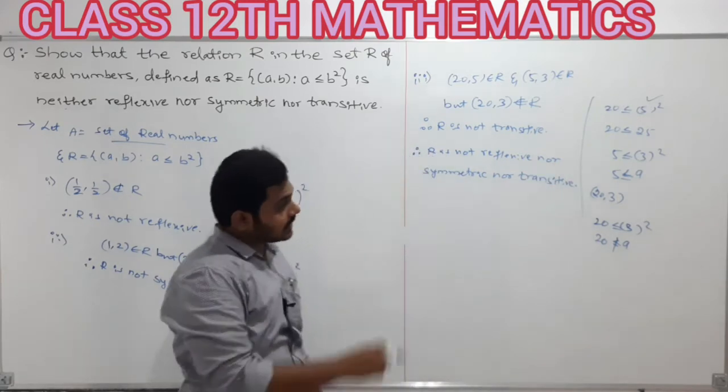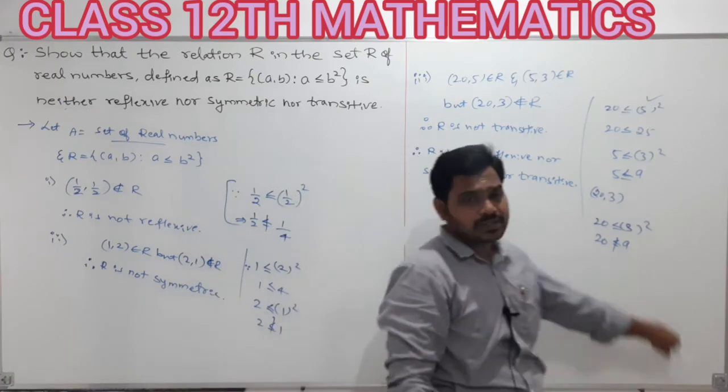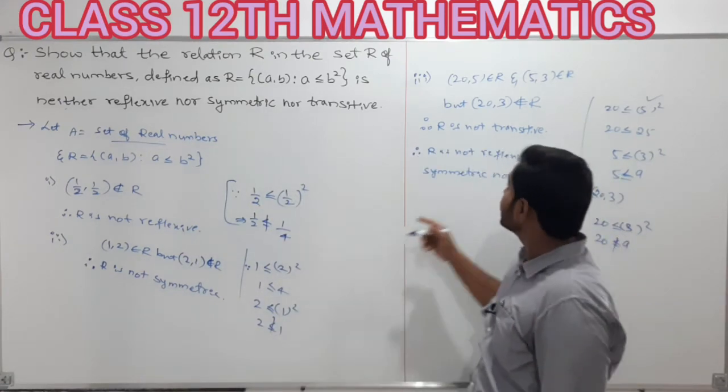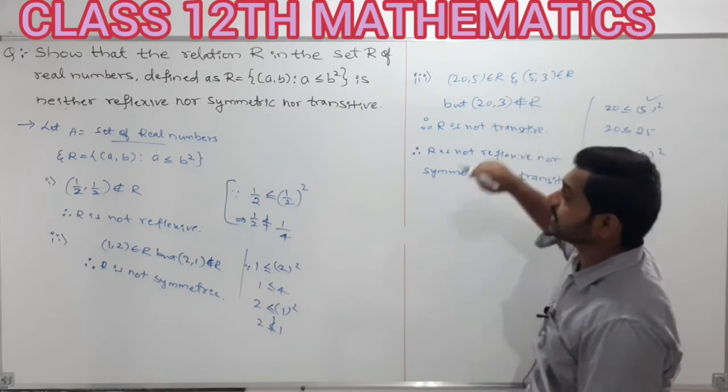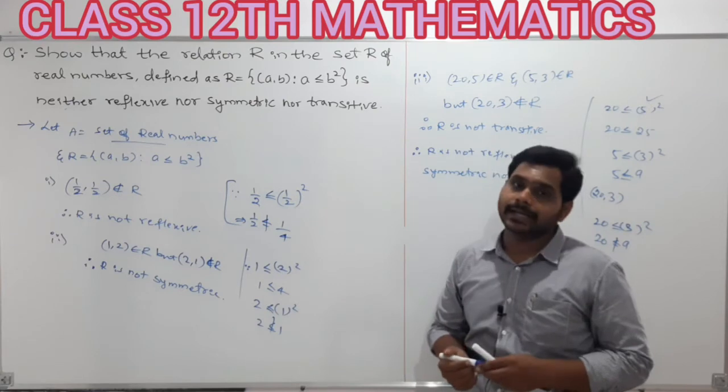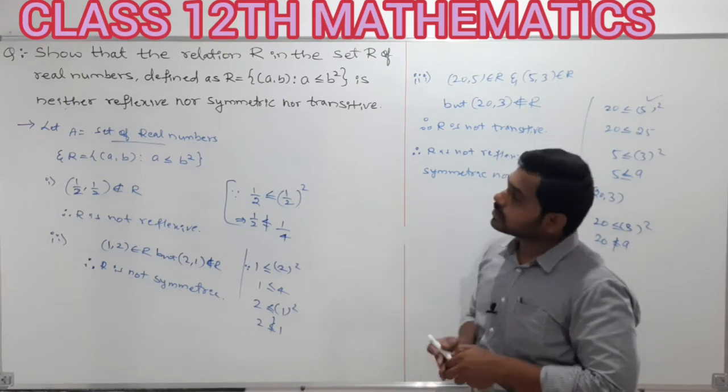Am I clear? So like this you can take any example, my dear students, which satisfies these conditions. Here I took 1 by 2 and here I took (20, 5) and (5, 3). Like this you should think and you should take the ordered pair. Am I clear? So like this you should solve.